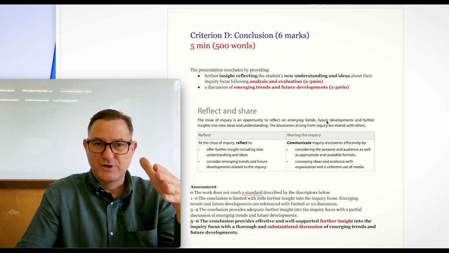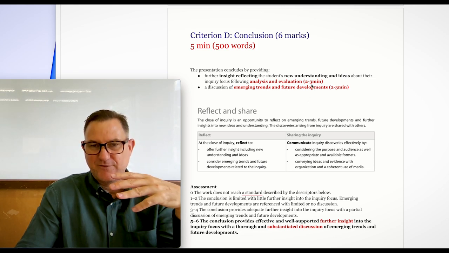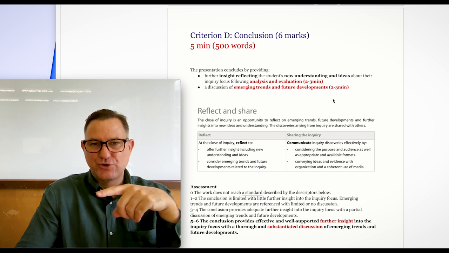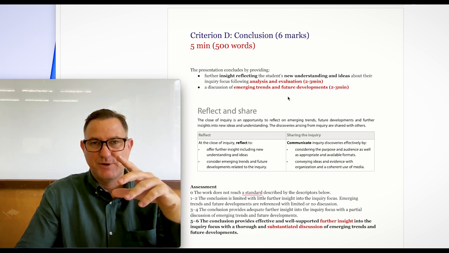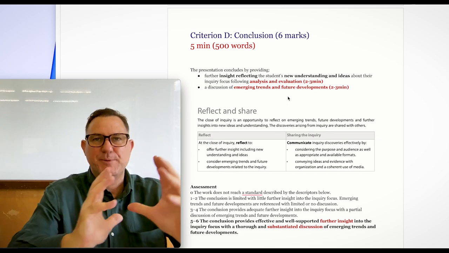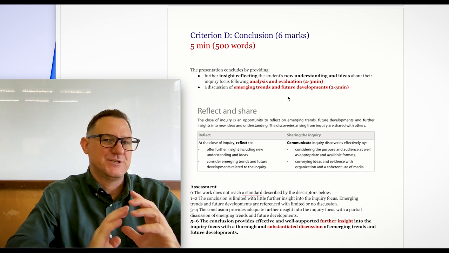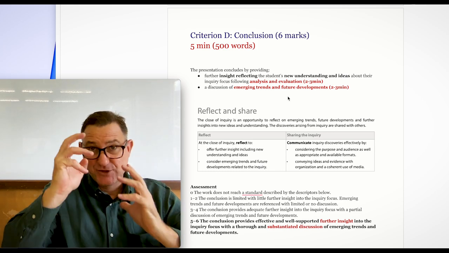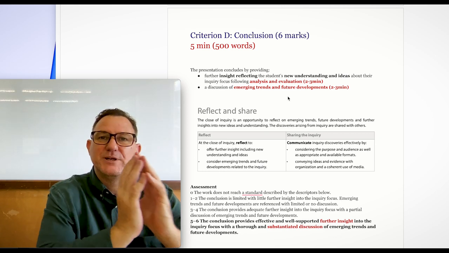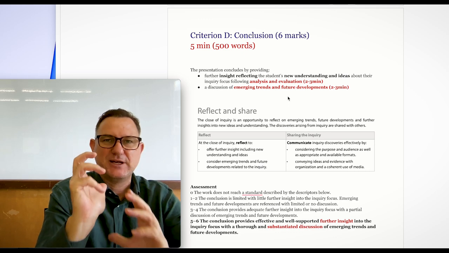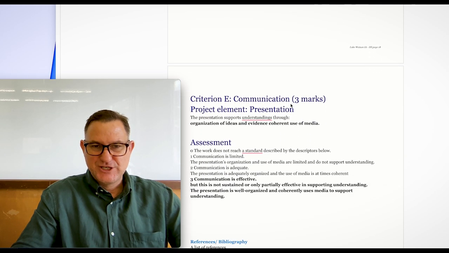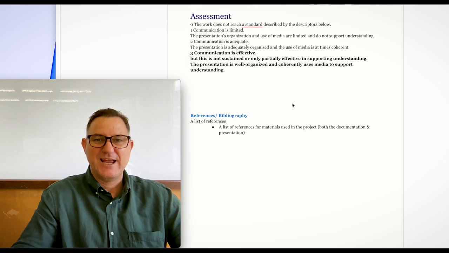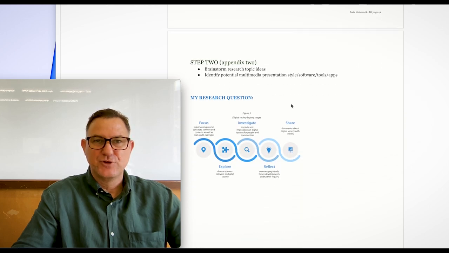So I've considered how to break up that 5 minutes: 2.5 minutes for your analysis and evaluation, and 2 to 3 minutes for emerging trends and future developments. So again, this is just you preparing and getting your head around what you actually have to present. You don't have to stick to these word counts or these time limits. This is just a guide, and it's the early stages of the research process. So that's section D. And then criterion E, of course, is your presentation, how you present your document and your multimedia.